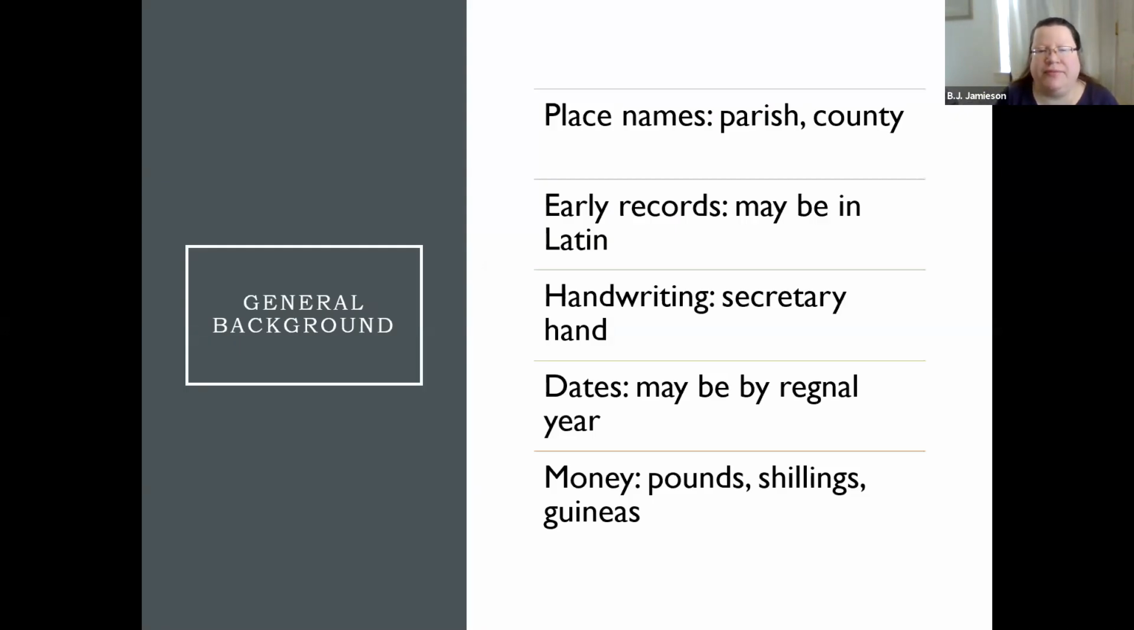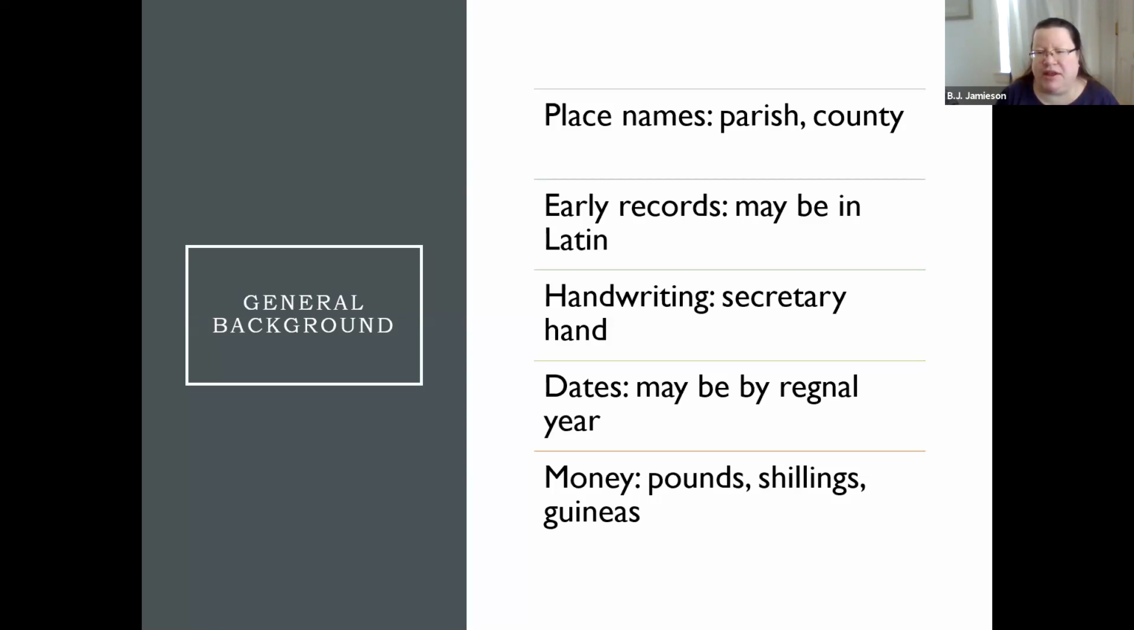So some general things. In general, you're going to have a place name that's a parish or a town and then a county. The county boundaries changed in the 1970s, but for genealogy purposes, we're going to go with the historical county lines. And that's how things will tend to be organized. Early records may be in Latin. For the most part, we're not going to be dealing with quite that early, because by about 1600, almost everything's written in English. However, in the 1600s, you did still have what was called secretary hand for handwriting, and I've got a couple of examples of that that can be hard to read until you get used to it.